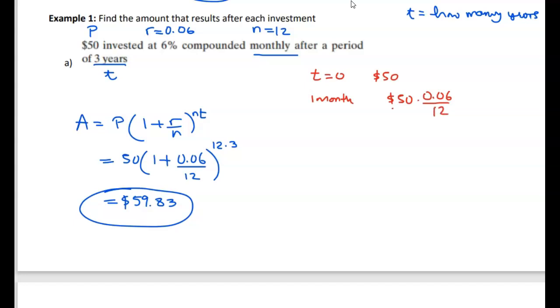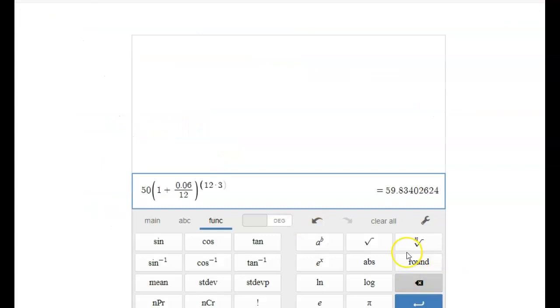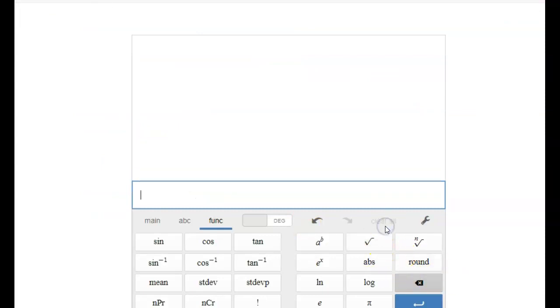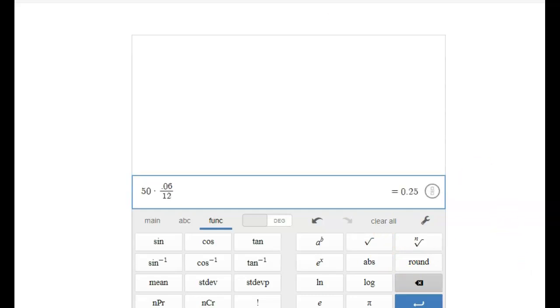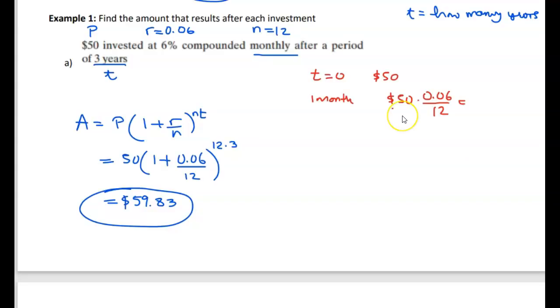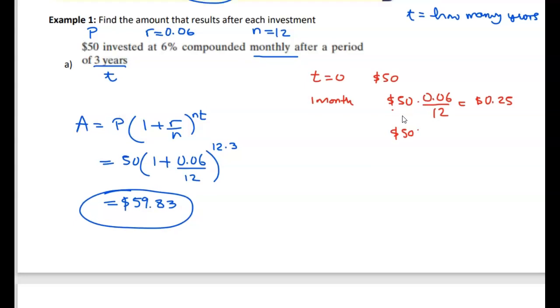So you're applying one twelfth of the interest each year. If you do this operation, 50 times 0.06, divided by 12, you get 25 cents. So at the end of that first month, you earned 25 cents. You add these together, 50 plus 0.25, so you're going to have $50.25 in your account at the end of month 1.